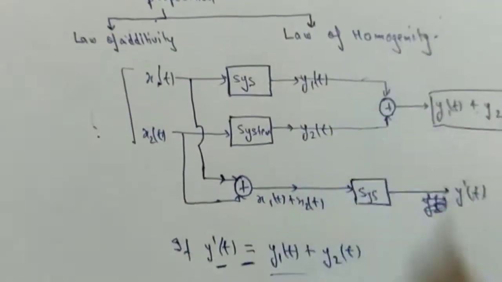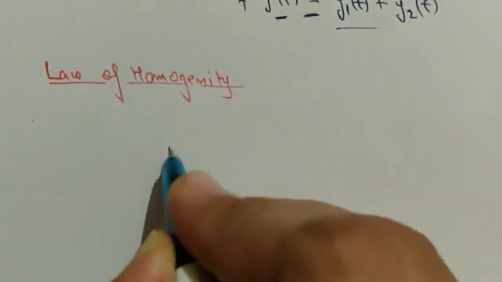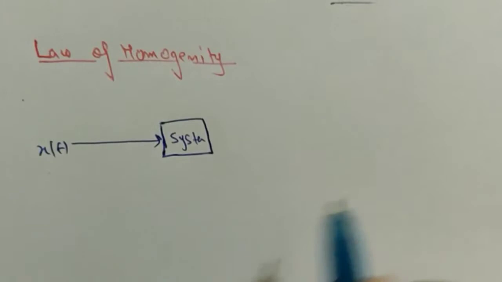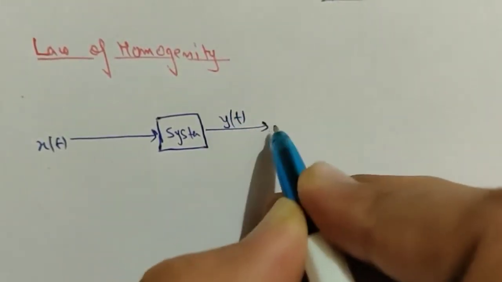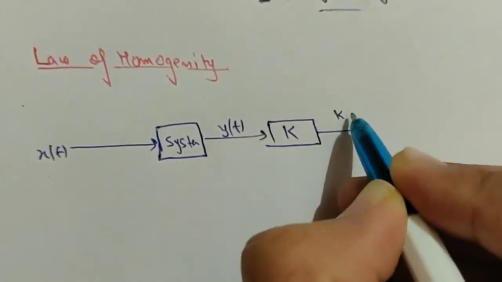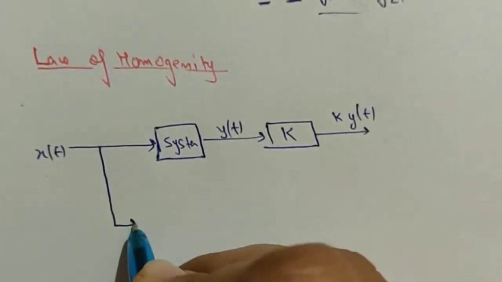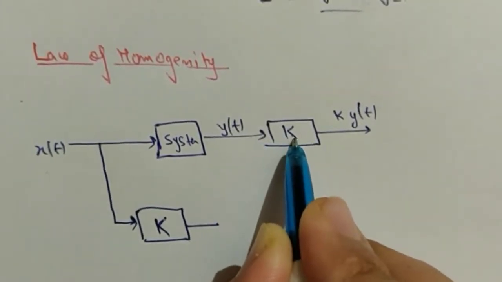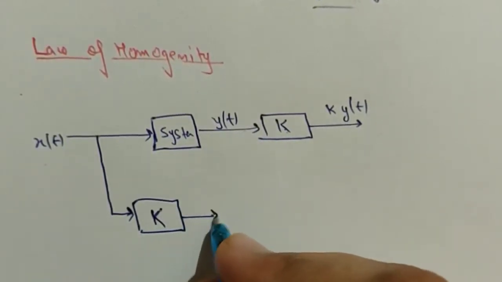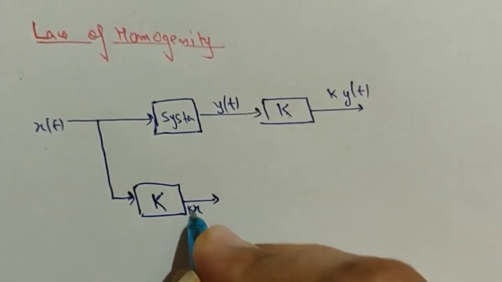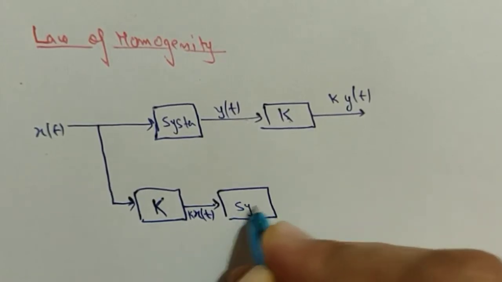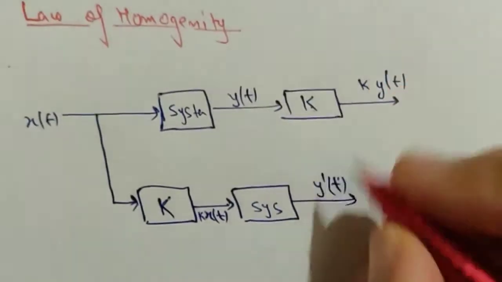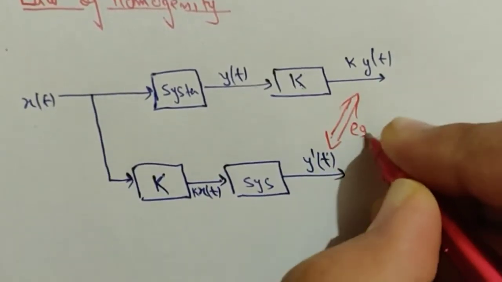Now I will teach you law of homogeneity. Suppose you have a system. You apply an input x of t to the system, and you get the output y of t. If you multiply that output with any constant k, the output which you get, which is k times y of t in this case, should be equal to the output which you will get when you apply this constant to the input before putting it into the system. Here I am applying the constant after receiving the output from the system. Here I am applying the constant k before putting it into the system, so it will become k times x of t. I am putting it into the system now, and the output which I get, y dash t, should be equal to this. These two should be equal for the system to be homogeneous.